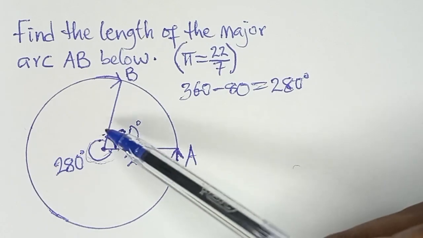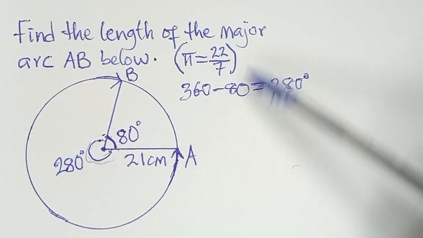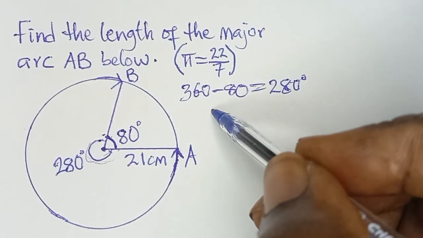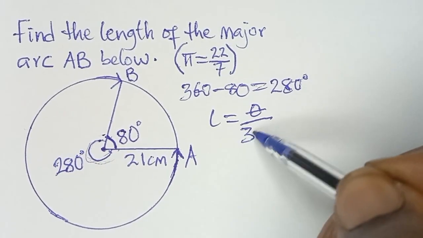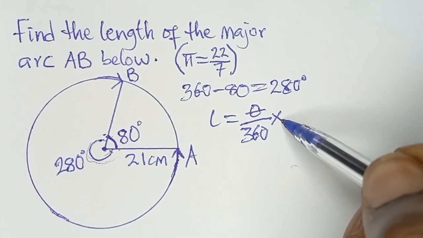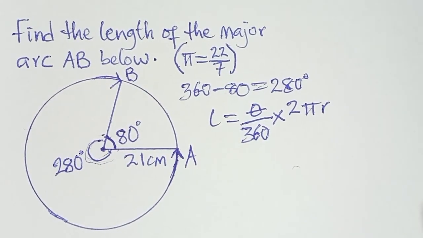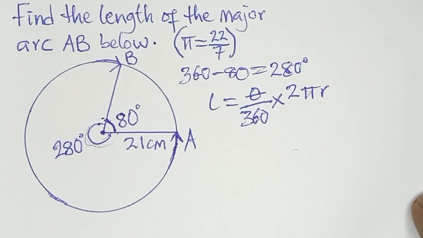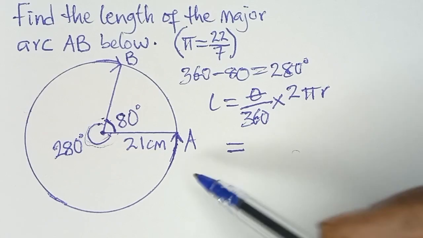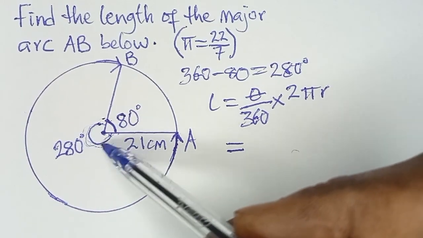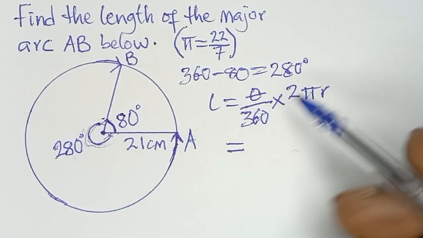So we can now use this angle for the major arc to find the length of this arc. And the formula to find the length of arc is given by theta all over 360 multiplied by 2 pi r. So this is the formula to find the length of an arc. Now, let's substitute in values here. So the theta is the angle that the arc subtends at the center. And that angle is 280.